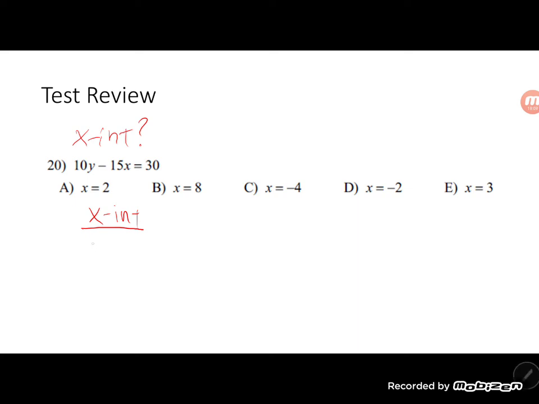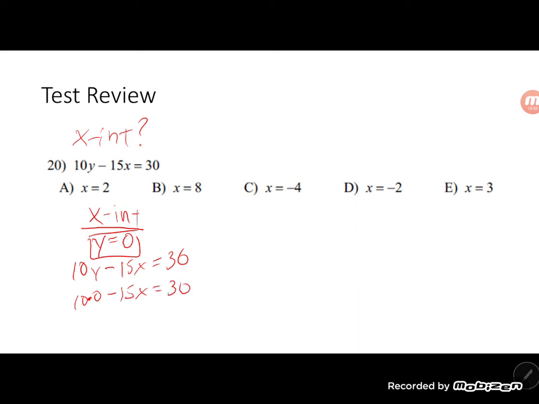So our x-intercept, y is going to be equal to 0. That will always be true. We will always set y equal to 0 for our x-intercept. And now we want to go ahead and write our equation. 10y minus 15x is equal to 30. And we want to go ahead and now substitute in 0 for y. So we're going to write 0 times 10 minus 15x, which will be equal to 30.